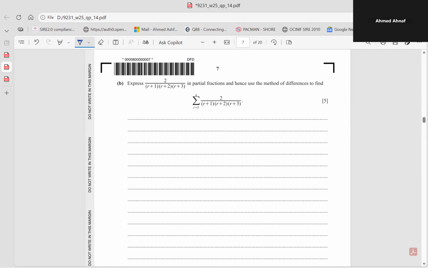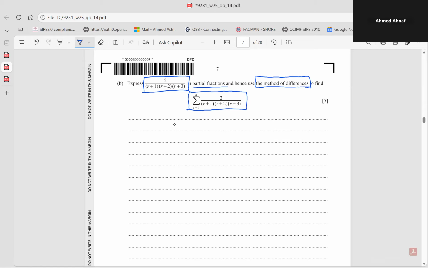Okay, for this part, we're supposed to express this expression in partial fractions and hence use the method of differences. This is the keyword to find this summation. First things first, for method of differences to work, you have to express it in terms of a sum or a difference, hence why it's called method of differences. And to do that, we have to express it in partial fractions first.